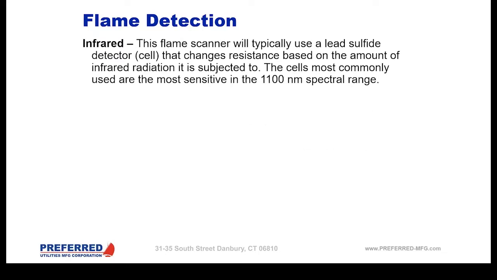Okay, infrared. This flame scanner will typically use a lead sulfide detector. The lead sulfide detector was first used in a friendly type application way back in the early 30s. And what it does is it's a particular type of cell utilizing the lead sulfide, and when it's subjected to a certain amount of infrared radiation, the resistance of this cell actually changes. So that became a very reliable and fairly inexpensive way to consistently make a cell that could be interfaced with the controls and make it sensitive in that 1000 to 1100 nanometer spectral range.